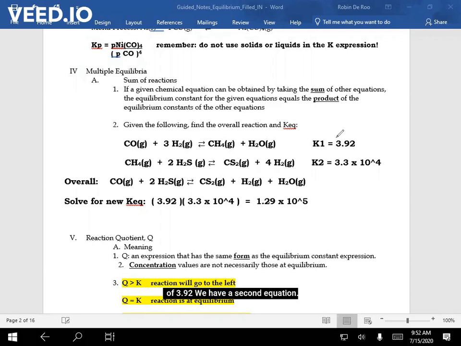We have a second equation, methane plus hydrogen sulfide gas in equilibrium with carbon sulfide gas and hydrogen gas. This reaction has a K2 of 3.3 times 10 to the 4. So what we're going to do is add up these equations.